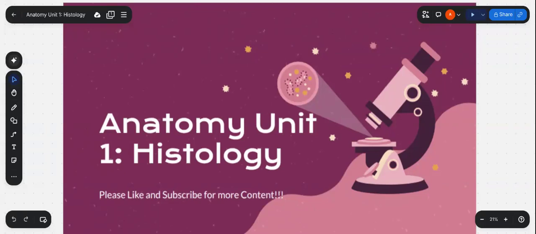So, this is going to be kind of your very basic rudimentary histology, such as simple squamous, simple cuboidal, and columnar epithelial tissue. We're also going to look at some nervous tissue and scalp tissue.